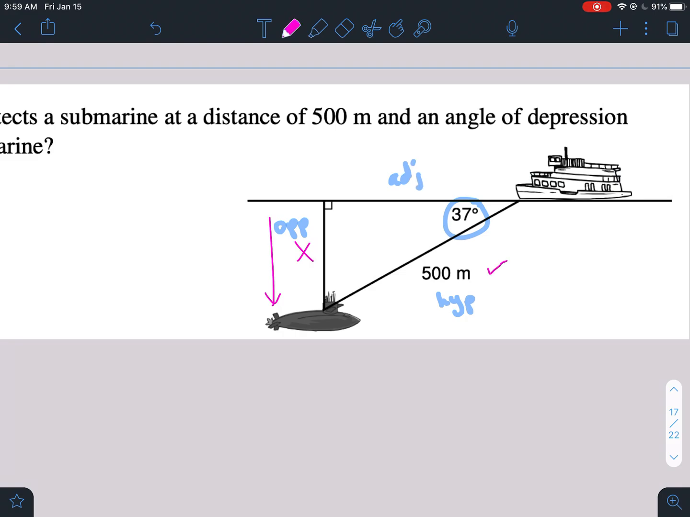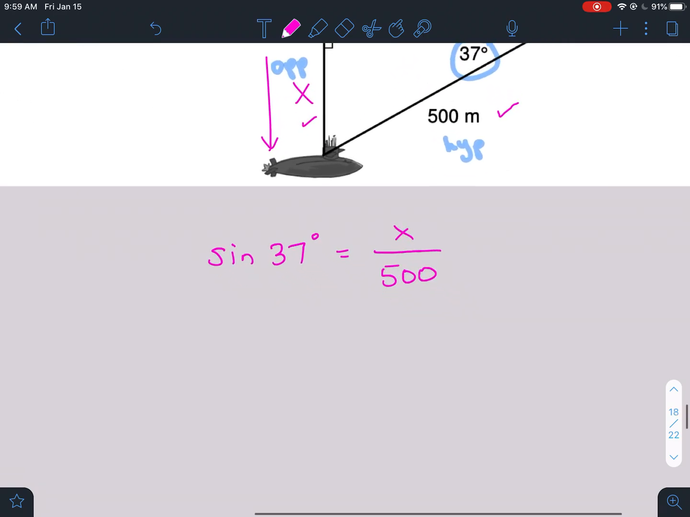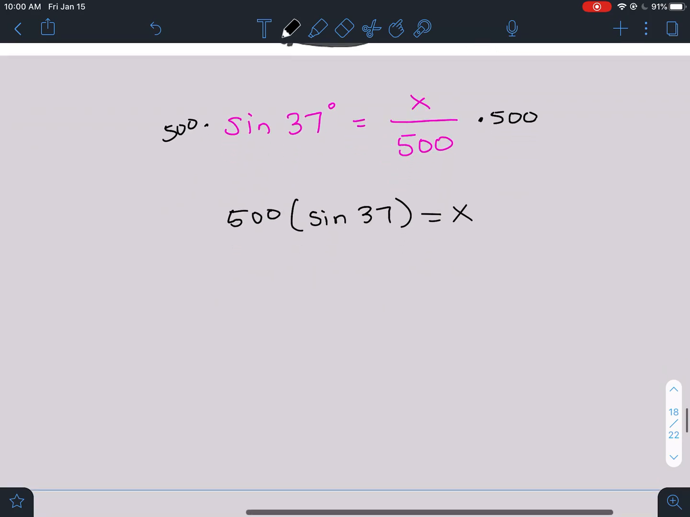Which two sides? 500, and I want to know X. So I have the hypotenuse, I want to know the opposite. Who goes with opposite and hypotenuse? It's the sine. So the sine of 37 degrees is going to equal the opposite side divided by the hypotenuse. So X over 500. We're trying to solve for X, so we're going to get rid of the 500. So multiply both sides by 500. And so 500 times the sine of 37 is going to equal X.